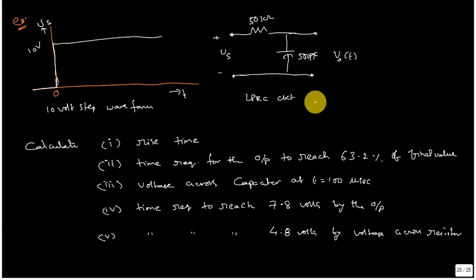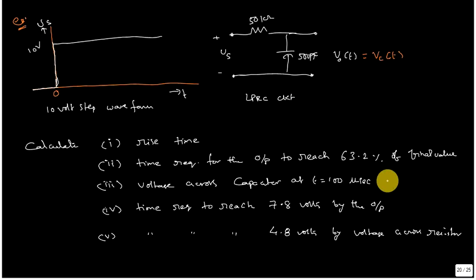The output waveform is simply the voltage across the capacitor. Next, the time required for the voltage drop across the resistor to reach 4.8 volts. So how much time does it take for the voltage drop across the resistor to reach 4.8 volts? That we are going to calculate. These are the 5 things.